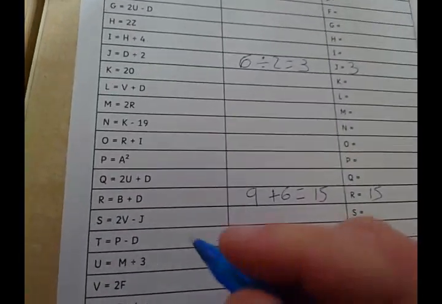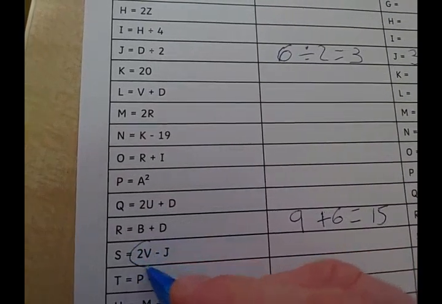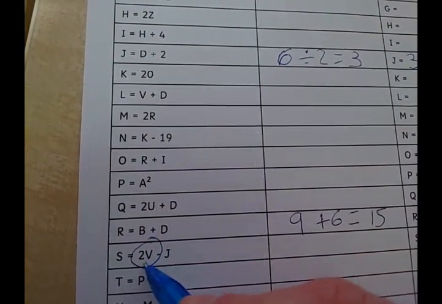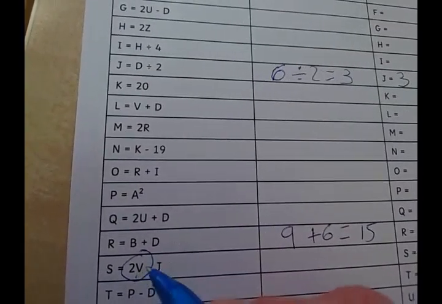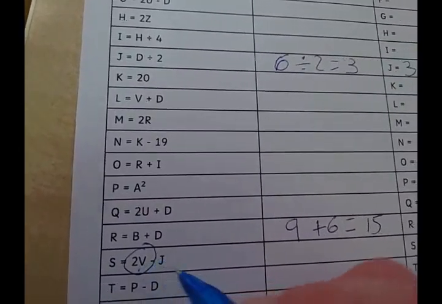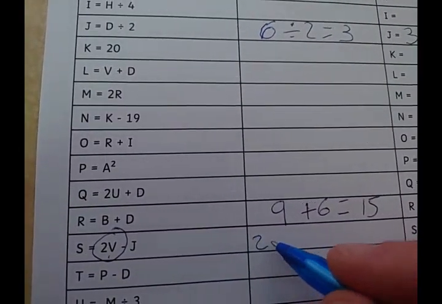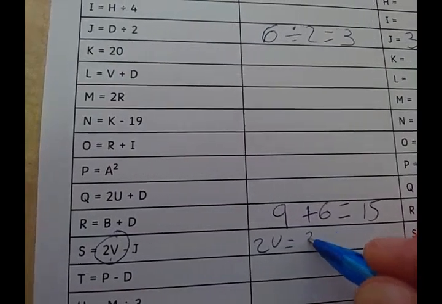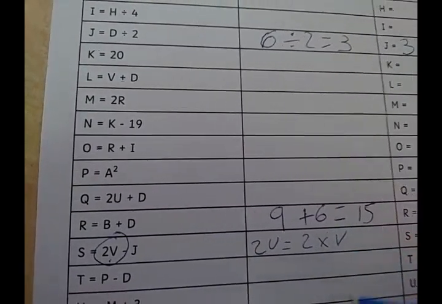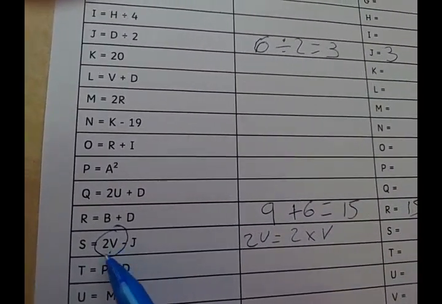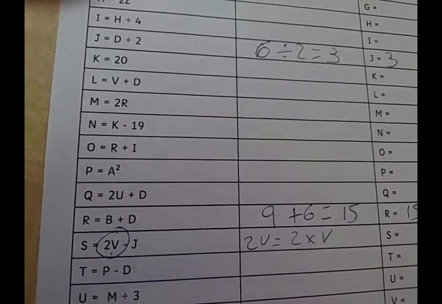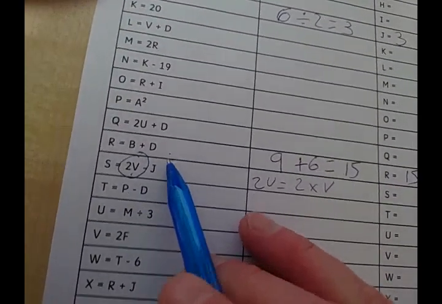Just a reminder that when you see this, that just means 2 V's. So 2 times V is 2 V's, so 2 times V. So I'll write that one down there. 2V is the same as 2 times V. Just in algebra, we don't need to write the times because we know what that means when they're next to each other.